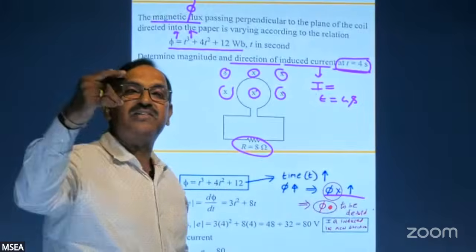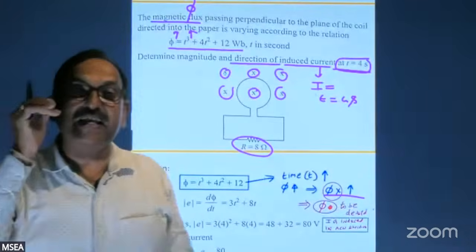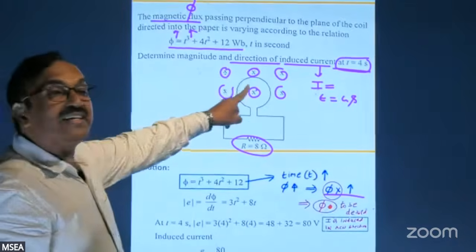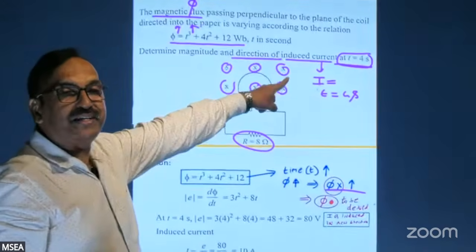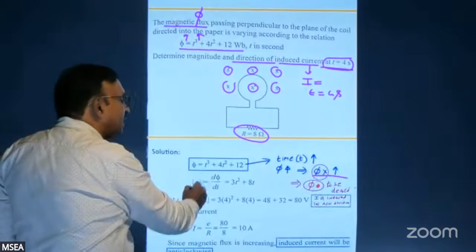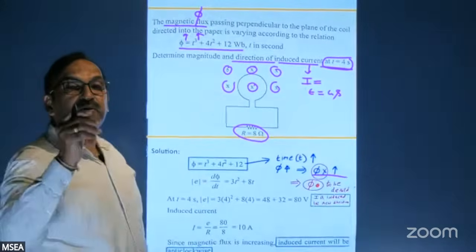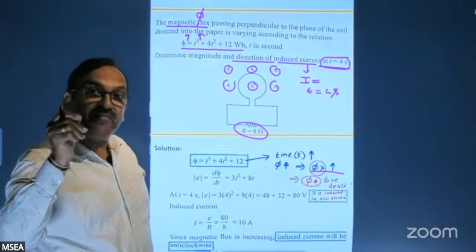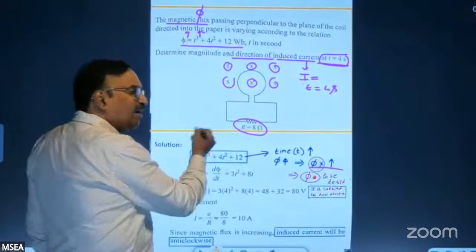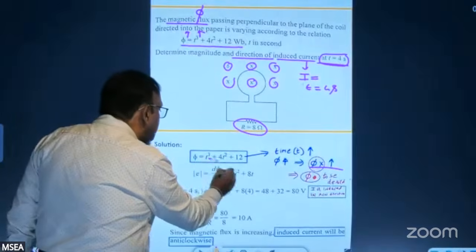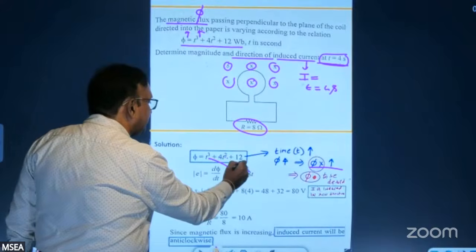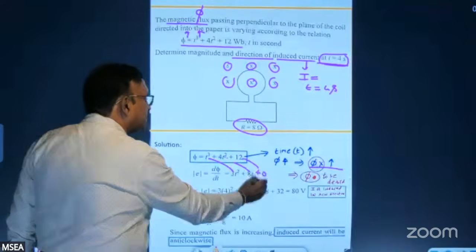Whenever the flux changes with respect to time, some EMF is induced. I want the instantaneous EMF induced at t equals 4 seconds, not average. Whenever you want instantaneous values, you have to go for differentiation. So EMF induced is d phi by dt. Differentiation of t cube is 3t square. Differentiation of t square is 2t, and 2t into 4 is 8t. Differentiation of this pure number is 0.